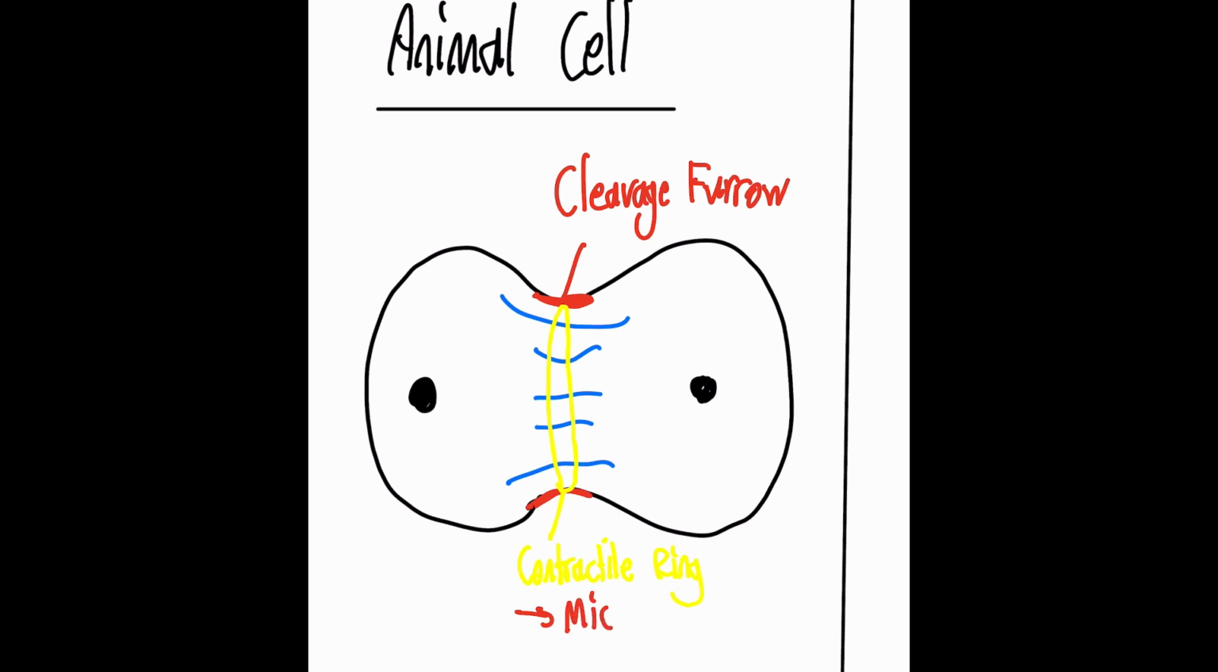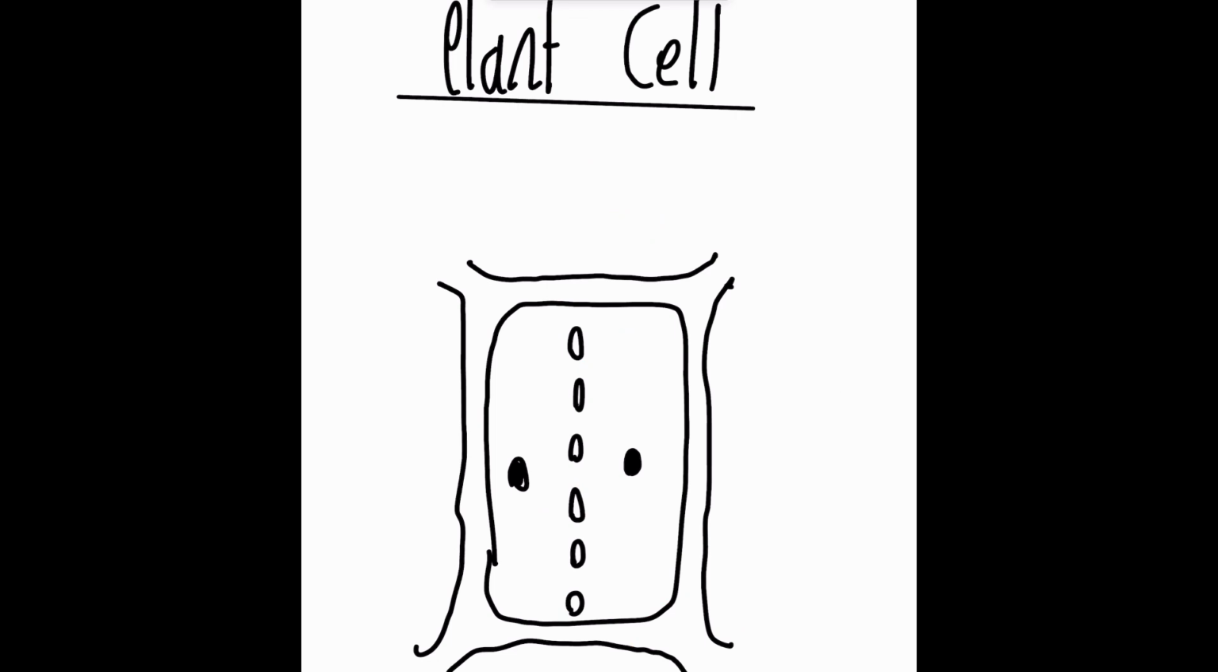Okay, microfilaments contracting at the contractile ring causes the plasma membrane over here to constrict, and in the end, this causes the cytoplasm to constrict, and in the end, this forms two daughter cells. In a plant cell, cytokinesis occurs differently.